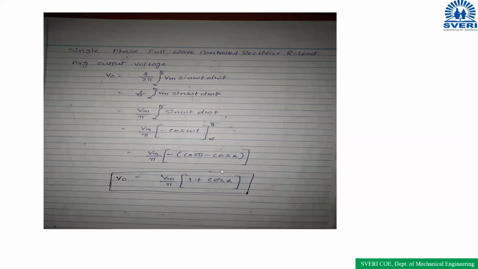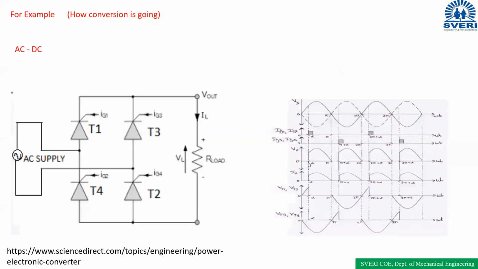For example, alpha is nothing but the firing angle, which is the one applied here, maybe 30 degrees, anywhere from 0 to 180 degrees, such as 30 degrees, 45 degrees, 60 degrees, 90 degrees, and so on. Alpha is nothing but the firing angle, where we apply the gate pulses for the thyristors. Clear?